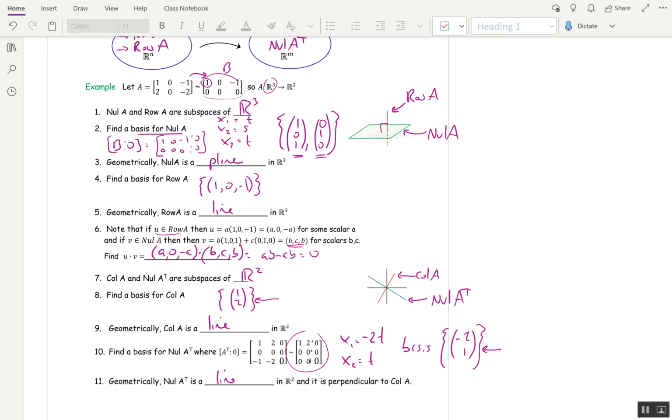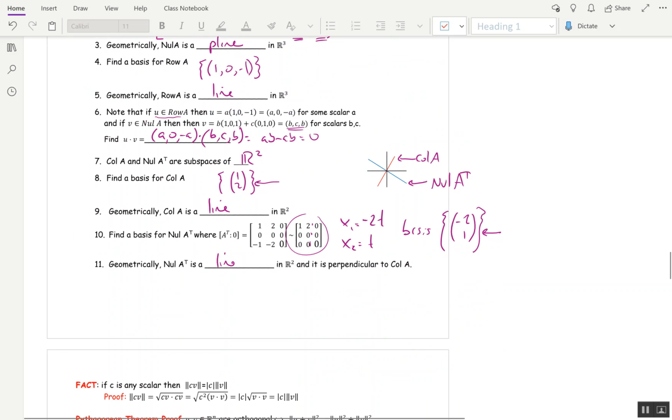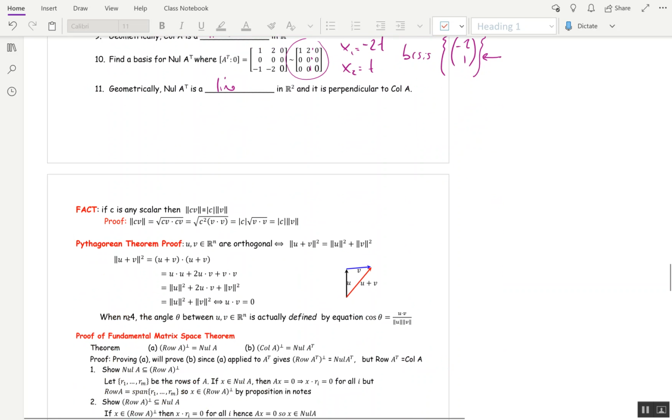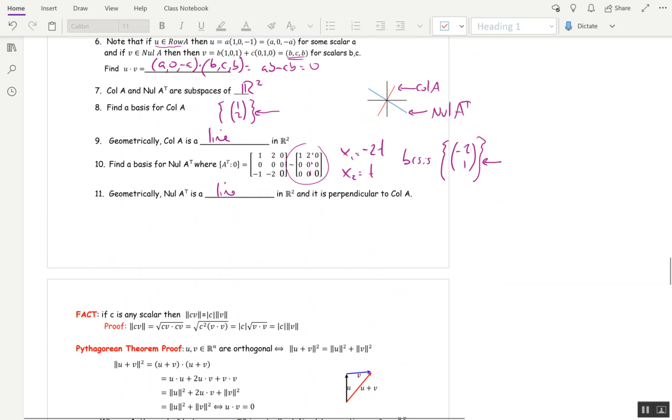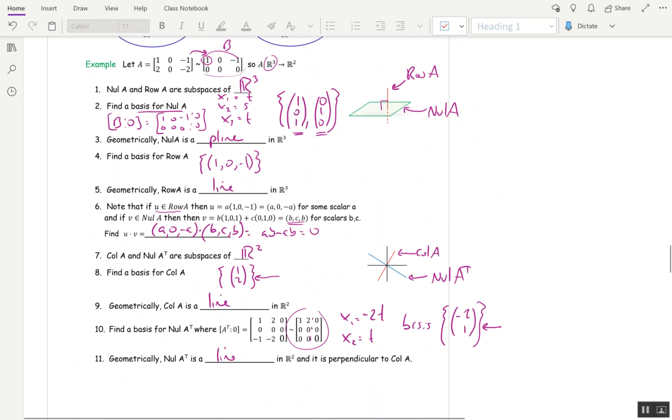And I believe that's the end of this section. There are some proofs that you can read if you're interested. And if not, you can just jump right into your homework and get that done.